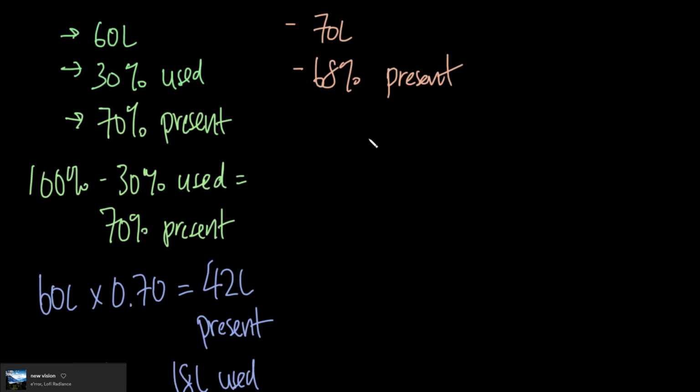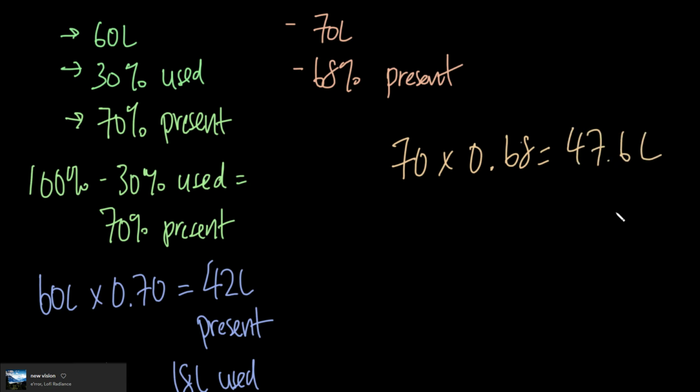Car B, 70 liters, 68% is present. So we're looking for how much fuel is left in the fuel tank. We can actually just do 70 times 0.68 because that's what's present, right? And that's going to equal 70 times 0.68. This can give us 47.6 liters left, present in the fuel tank.